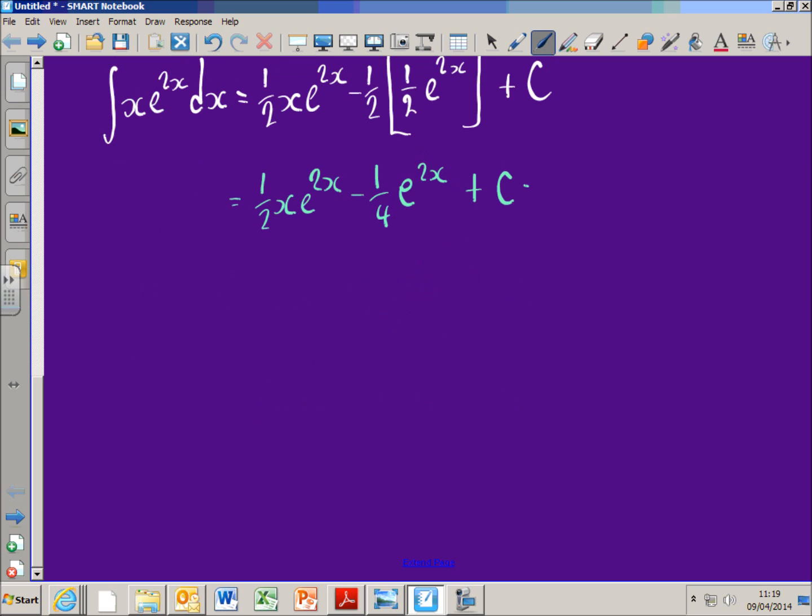And can I factorise it? You've essentially done the problem, but can I tidy it up at all? What can I take out? Yeah, and 1/2 I can take out as well. So I can take 1/2 e to the 2x out, and then so what do I get in the bracket? X minus 1/2, plus c. That's it. That one's done.